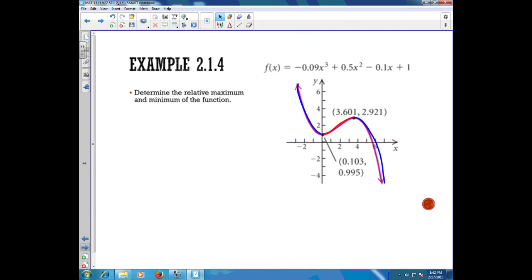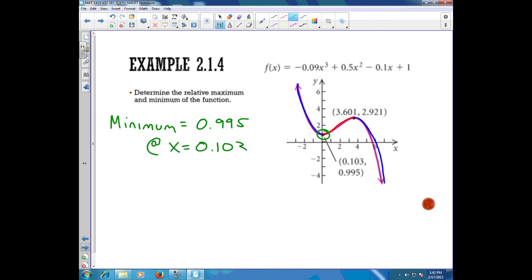And so at the first point, the function is changing from decreasing to increasing, and we get a minimum. And that minimum is 0.995 at x equals 0.103. And as we go along a little further, we see that the graph goes from increasing then to decreasing, and we get a maximum of 2.921 at x equals 3.601.